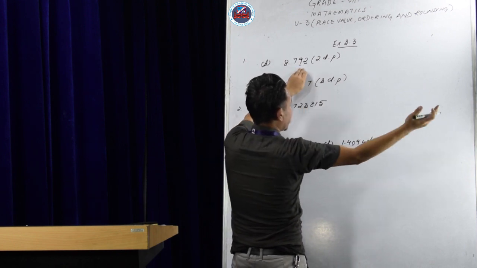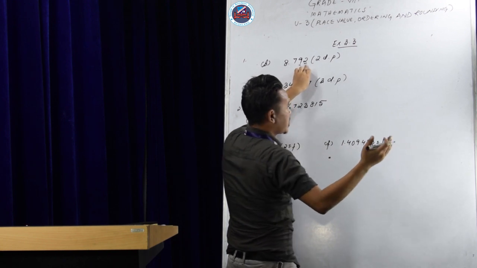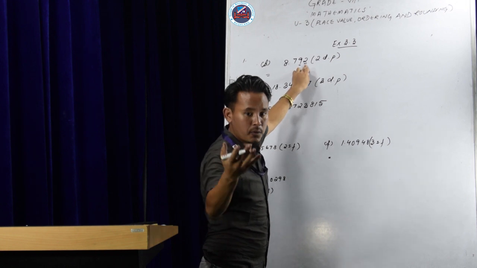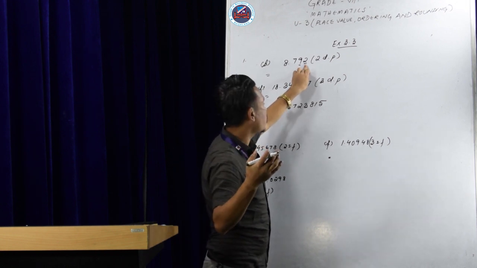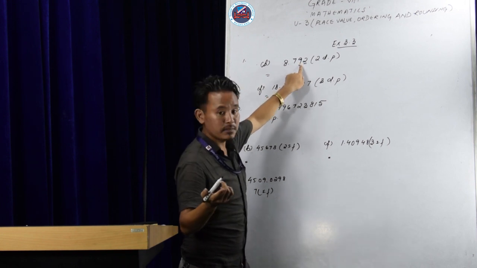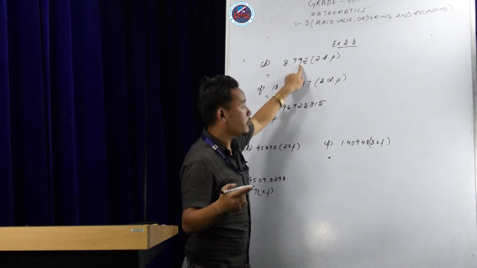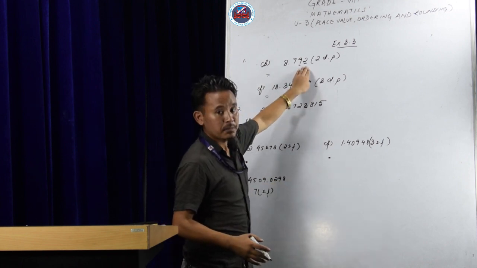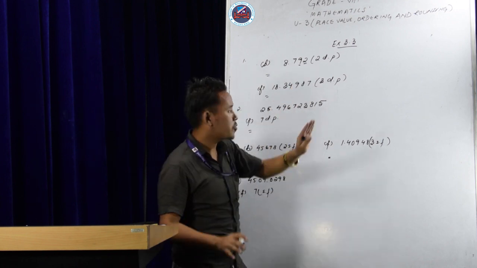Now when we look to the right, we have here 2, right? It says if the value of the digit is 5 or more, you will increase by 1. That means this 9 becomes 10. Subsequently, this 79 becomes 80. If it is 5 or more. If it is less than 5, it remains the same.